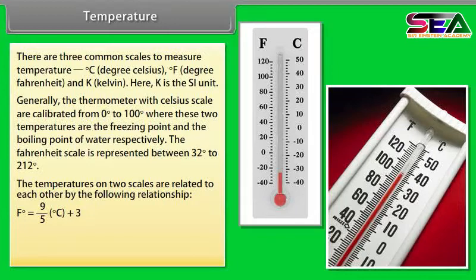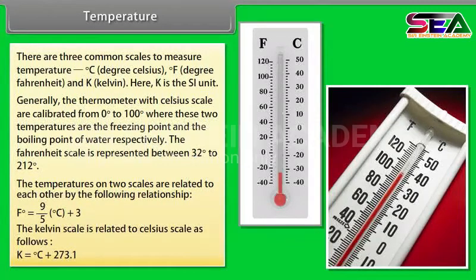The temperatures on the 2 scales are related to each other by the following relationship. Degree Fahrenheit is equal to 9/5 degrees Celsius plus 32. The Kelvin scale is related to the Celsius scale as follows. Kelvin is equal to degree Celsius plus 273.15.